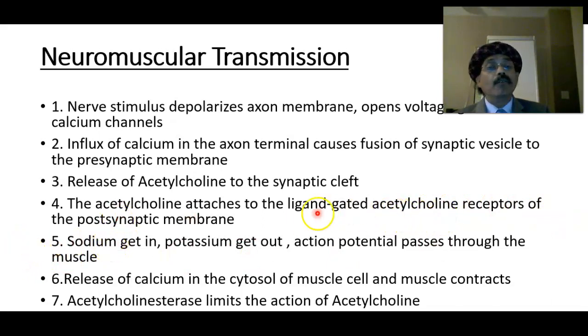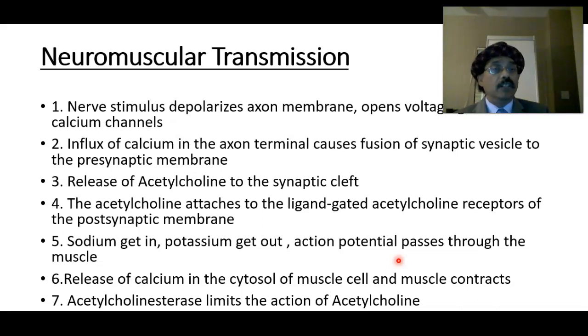So what happens once the acetylcholine is attached to the receptor in the postsynaptic membrane? Then the ligand-gated channel will be open. Sodium will get in, potassium will get out of the muscle. And the action potential should propagate through the entire muscle, through the T-tubule, to the triad.